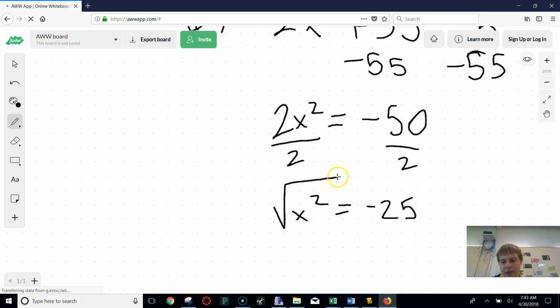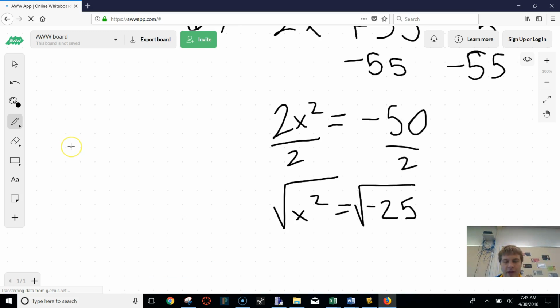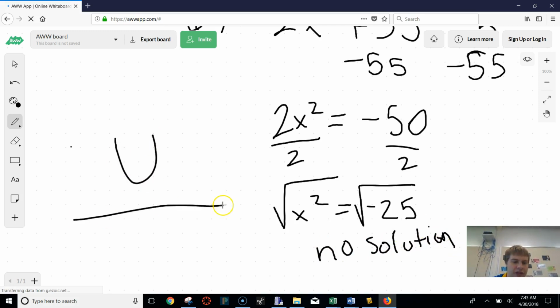And now my final step is always take the square root of both sides. Now the issue with this is you can't take the square root of negative 25. If you try to throw that in your calculator, you get a syntax error. So we're going to say that is no solution. And that just means that our quadratic started above the axis and will never hit it. So that's okay. It happens sometimes. But that would be a no solution example. Let's try the next one.